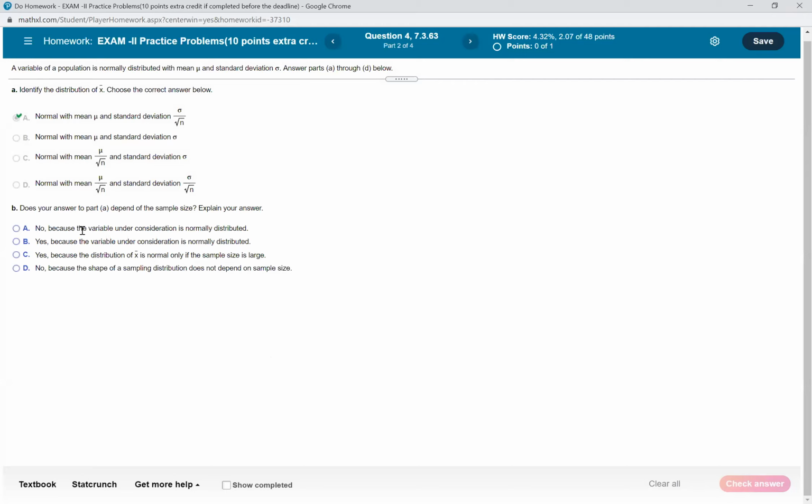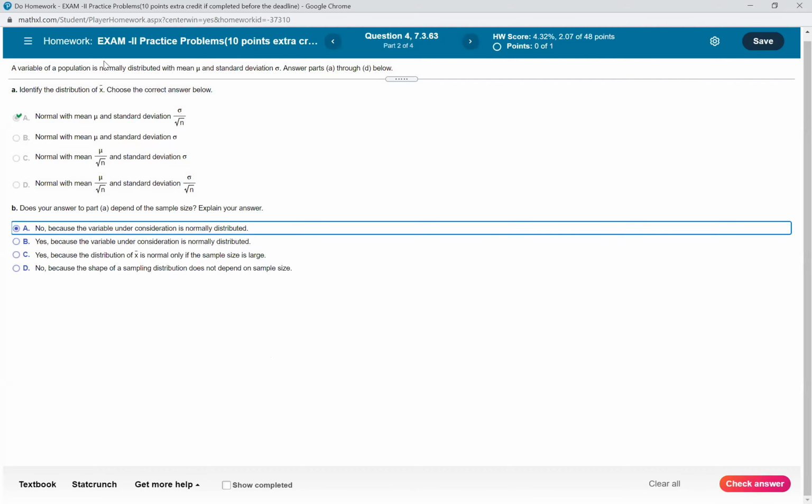So no, because the variable under consideration is normally distributed, because it is given that the population distribution is normal. So the sampling distribution doesn't really depend on the sample size here. Okay.